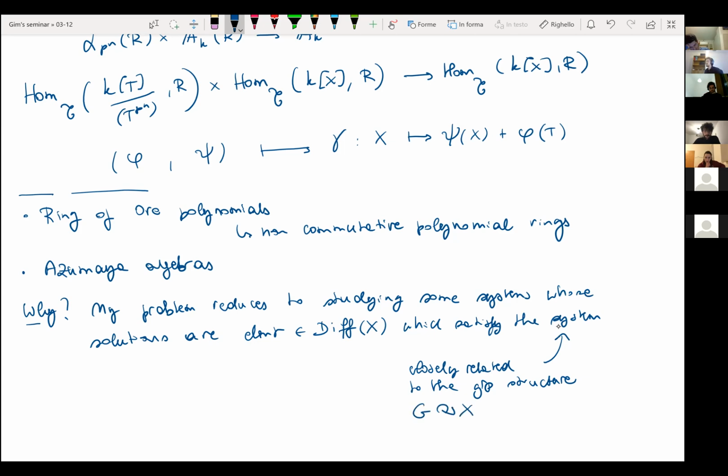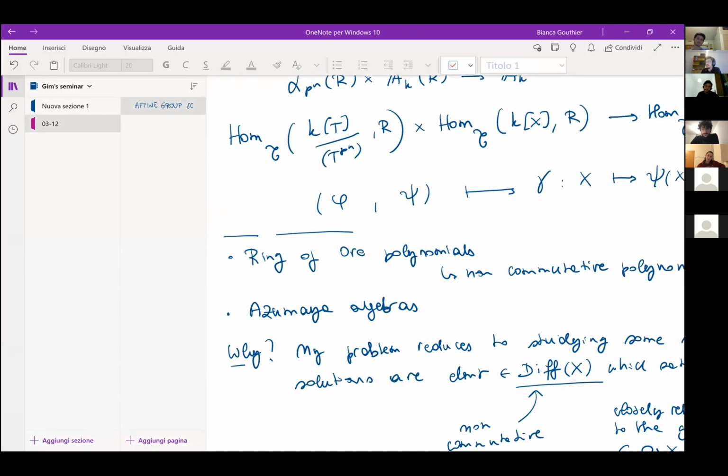So, okay, this was just to tell you briefly what I'm doing. I don't pretend you to understand, but differential operators are non-commutative objects, and this is why I find myself trying to use tools such as rings of Ore polynomials, which are non-commutative as well. So with this, I conclude my talk, and if you have any questions, I'll try to answer with pleasure.